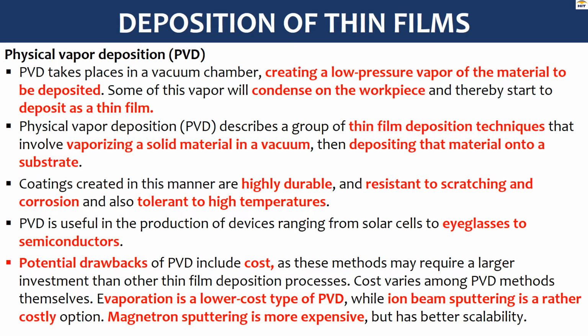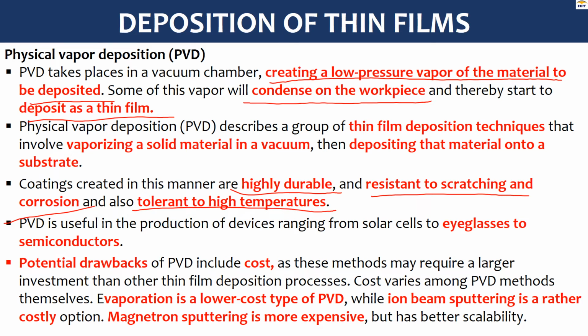The first method of thin film deposition is called physical vapor deposition. In here there is a vacuum chamber which creates a low pressure vapor of the material to be deposited. Some of this vapor condenses on the workpiece, forming your thin film. For PVD, the coatings are highly durable, resistant to scratching and corrosion, and quite tolerant to high temperatures.